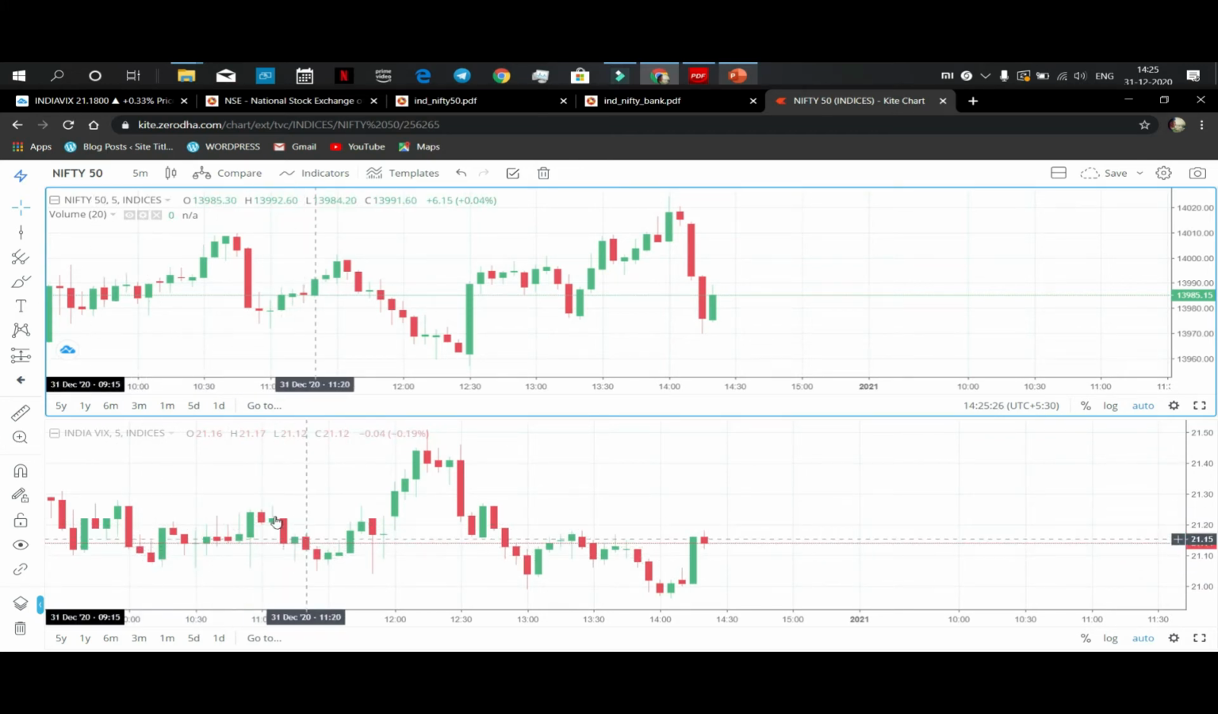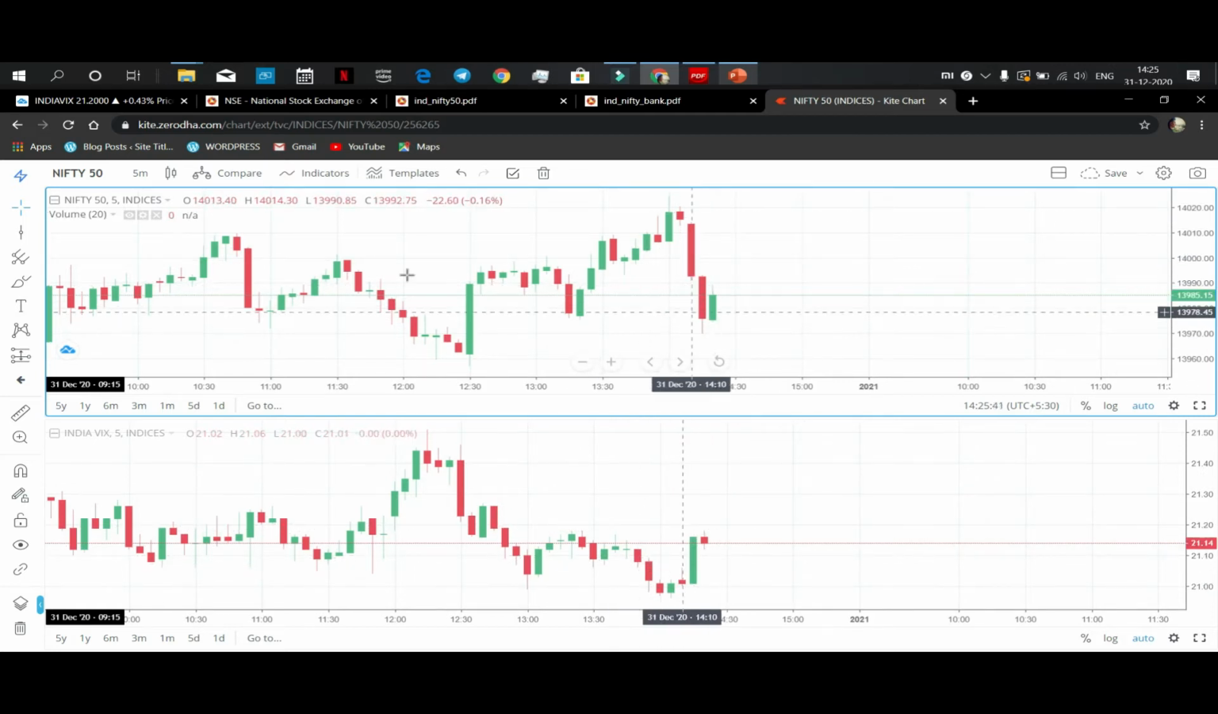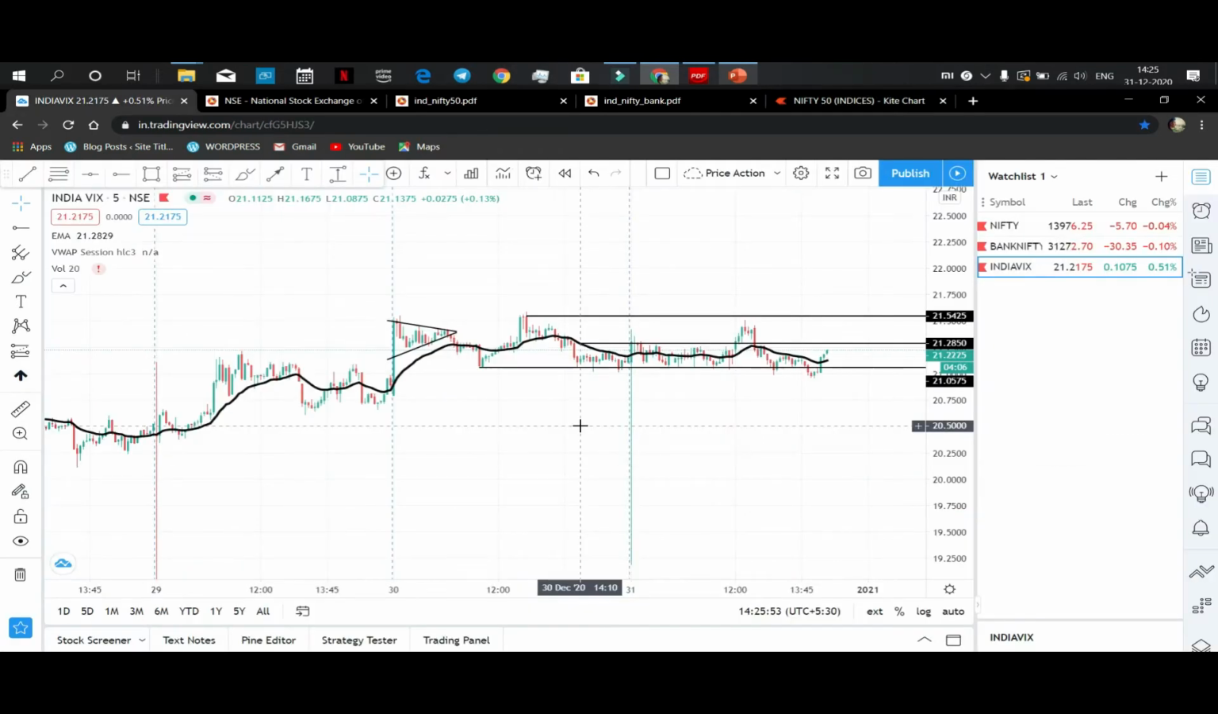Here you can see that India VIX is going down while the market rises, and whenever the India VIX goes up, the stock market falls. Here again you can see that India VIX is going down while the market is going up, and while the India VIX is going up, the market goes down. Now this is not a 100% guaranteed method, but this is something you need to look at. Whenever India VIX is high, there's a speculation that the market could go down.